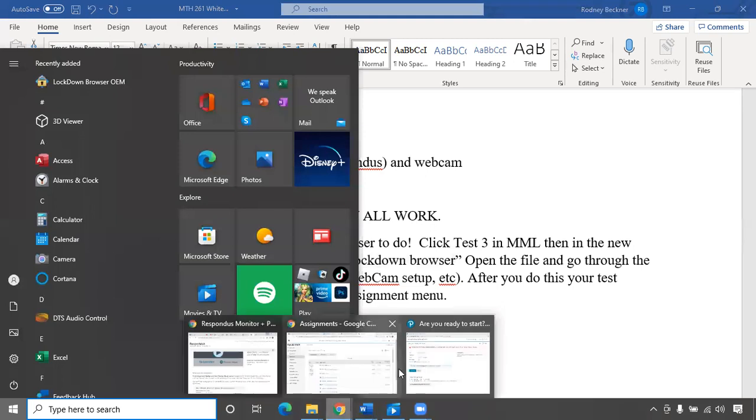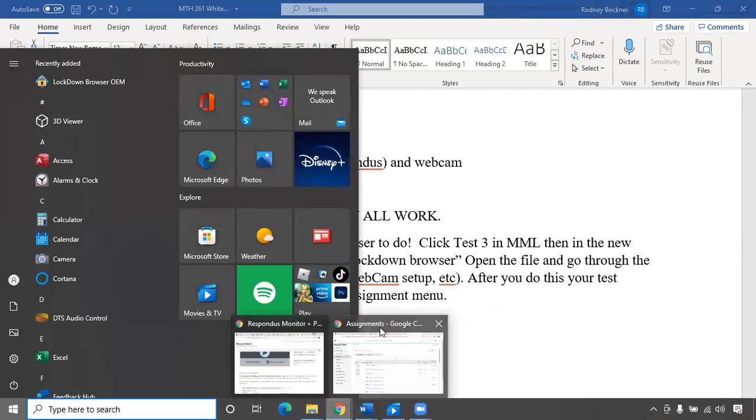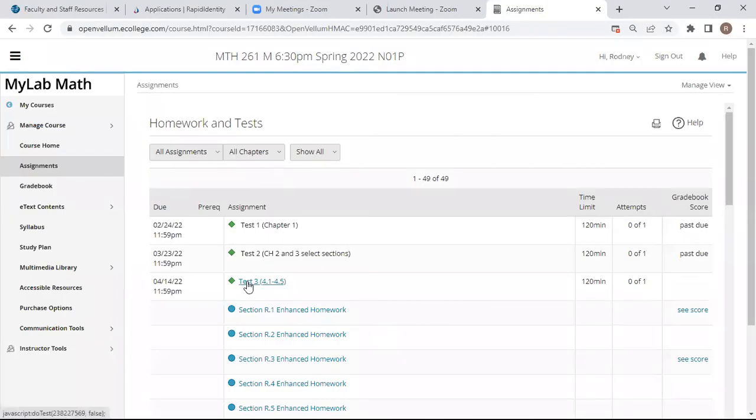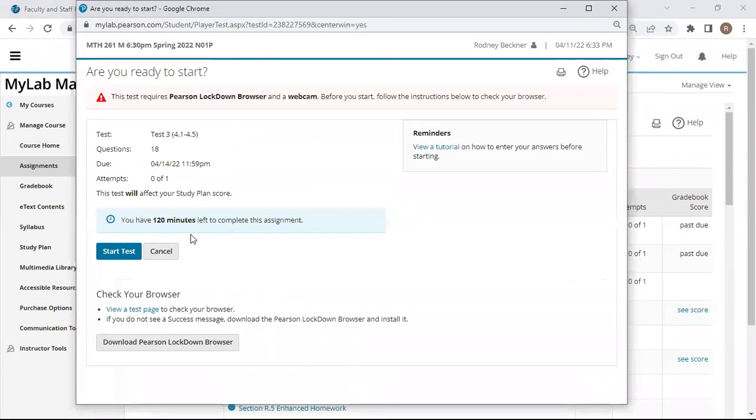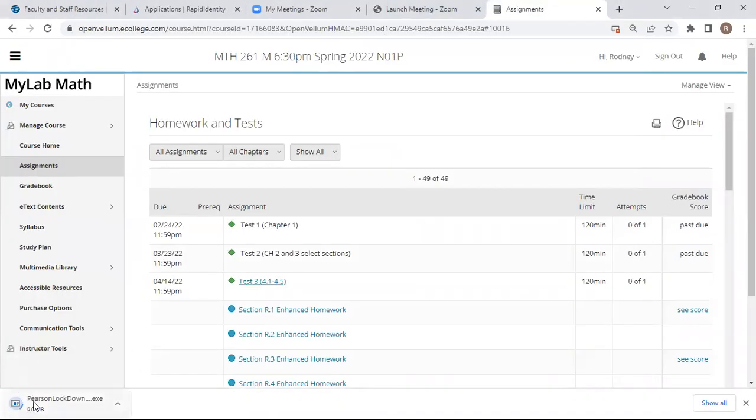So if you go to my math lab, here's your test 3 due on the 14th. You can't just click start test unless you already have the lockdown browser downloaded. So most of us will be clicking right here to download Pearson lockdown browser. It'll take a minute to download, and I'm not going to show all the steps, but at least show the initial ones. And hopefully it'll let me do that since I've already gone through this process on my laptop.